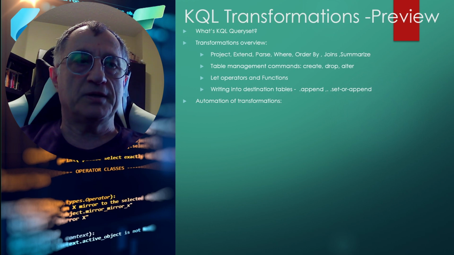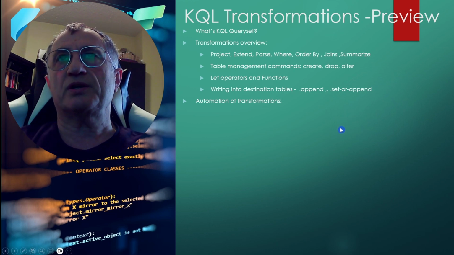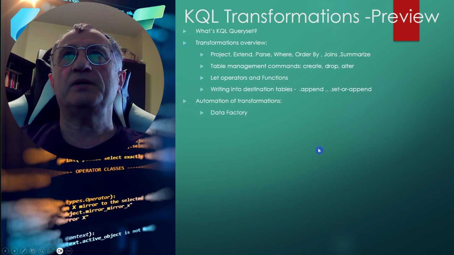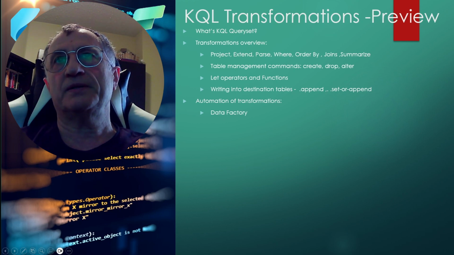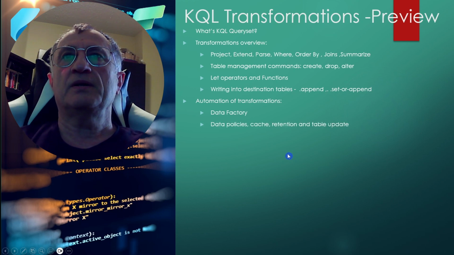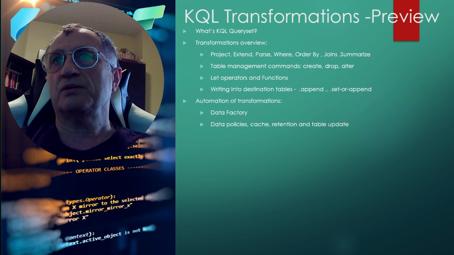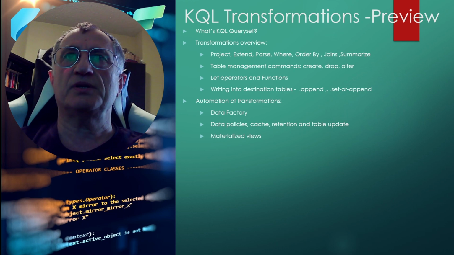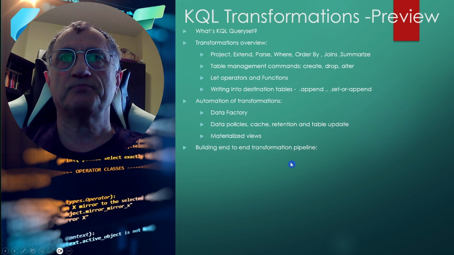So in any ETL, you would expect your transformation to run in automatic fashion. There are multiple mechanisms in KQL allowing automatic data movement and the transformations. So you can use either data factory, then you can also use data policies like cache retention or table update policies. Then you can also use materialized view. So I'm going to demonstrate each of these in concrete examples.